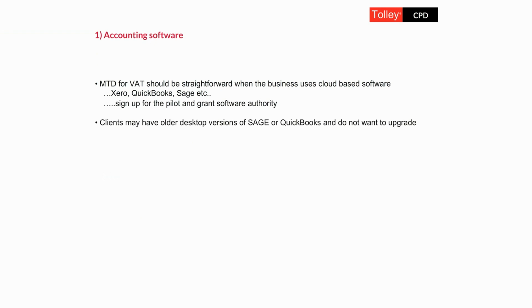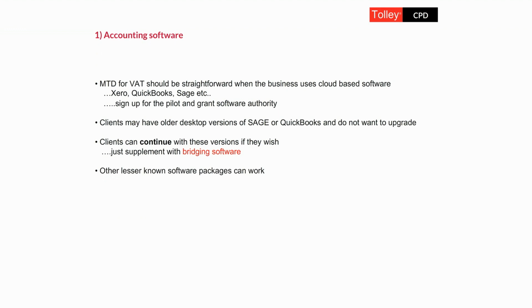All right, so back to where we were. So we're really talking about bridging software. Clients may have older desktop versions of Sage Line 50, for example, or maybe an older version of QuickBooks desktop. They don't want to upgrade. They're quite happy with what they've got. It's embedded in their systems, so they're quite happy to stay as they are. Now, clients can absolutely continue with those versions of that software if they so wish. They just need to supplement it with bridging software. That's the purpose of this lecture.